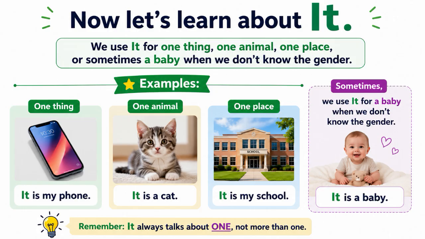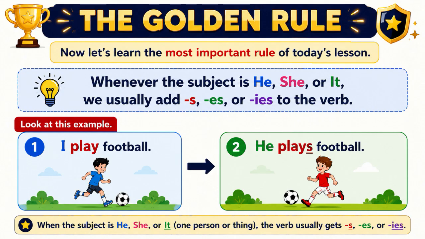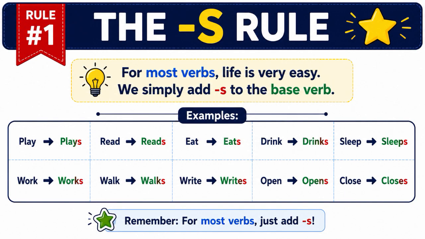So remember this important point. He, she, and it are singular subjects. The word singular simply means one. Whenever the subject is only one person, one animal, or one thing, this lesson becomes very important today. The golden rule: whenever the subject is he, she, or it, the verb changes. In the present simple tense, we usually add s, es, or ies to the verb.